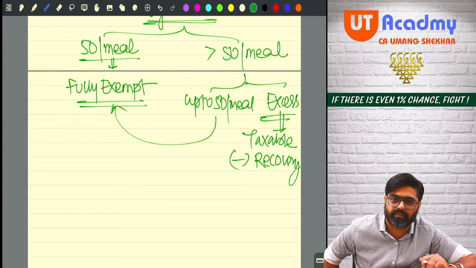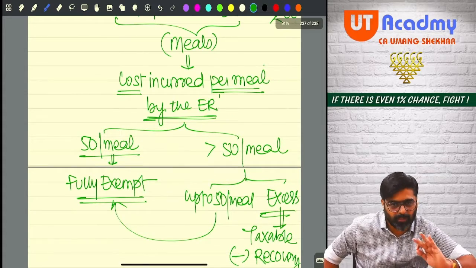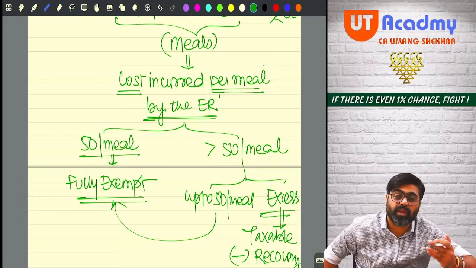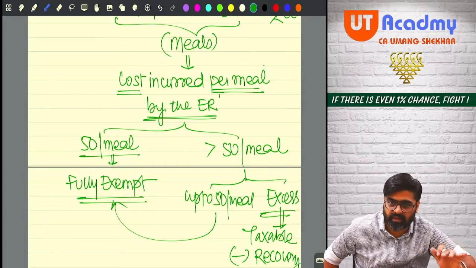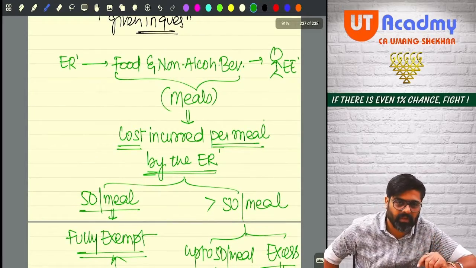Got it? Everyone? Now this meal, up to 50 rupees, the value is exempt. What if it is more than 50? 50 is exempt and the excess is taxable, minus the recovery. Now how can the employer give you these meals? Come on, tell me. How can he give you the meals?